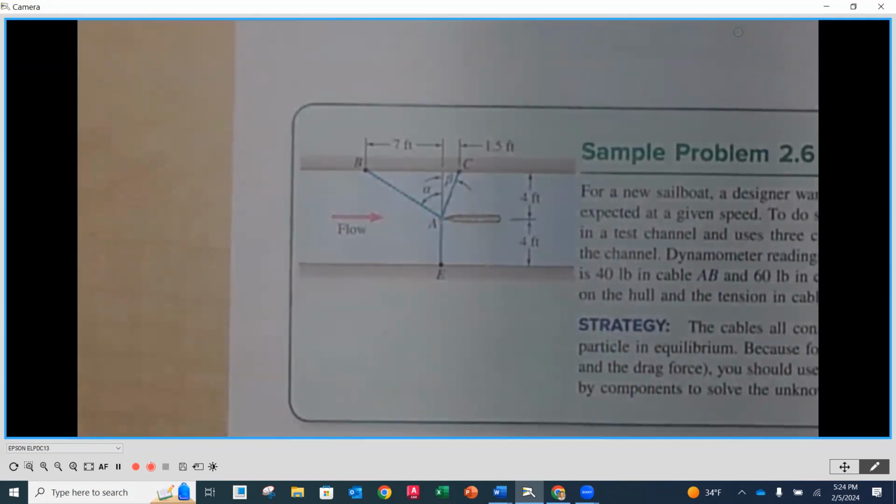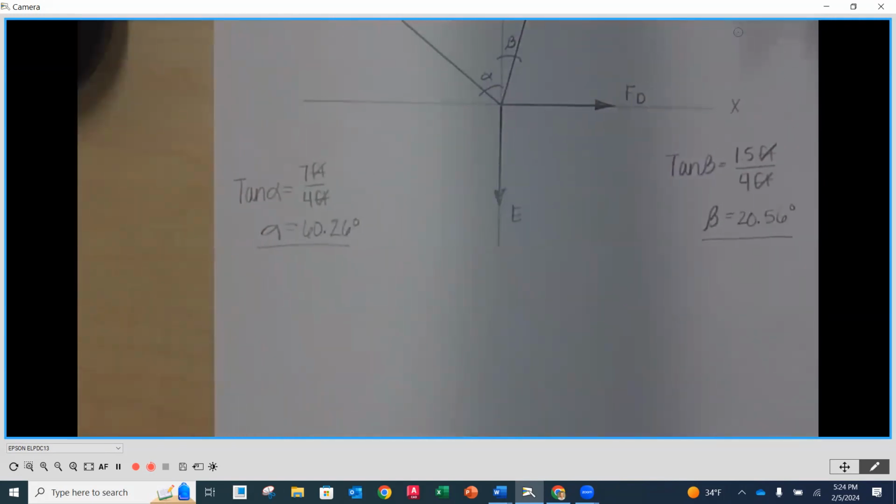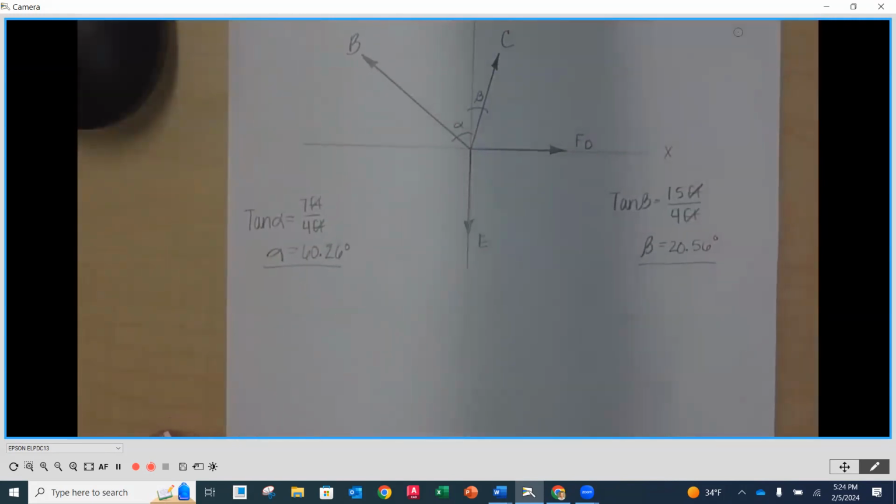So you should get alpha equal to 60.26 or 60.3 degrees and beta equal to 20.56 degrees. Okay, and that matches what the book has. I rounded mine to 1 decimal and then I saw they had 2, so I'll use 2. Okay, any questions on those so far? Okay.